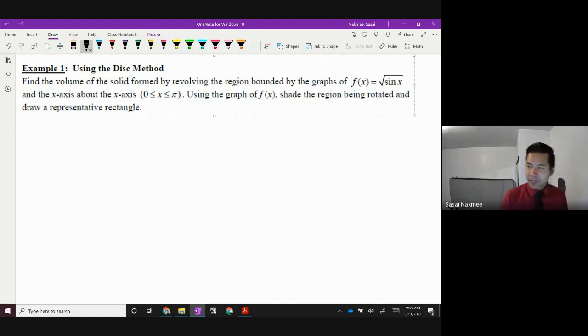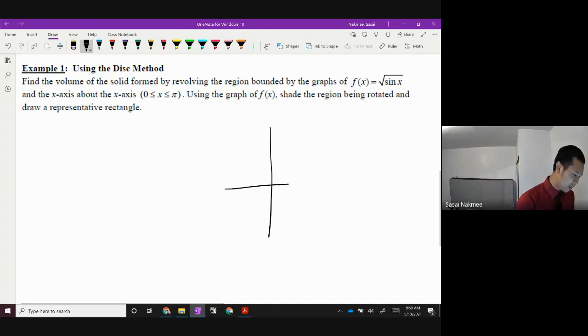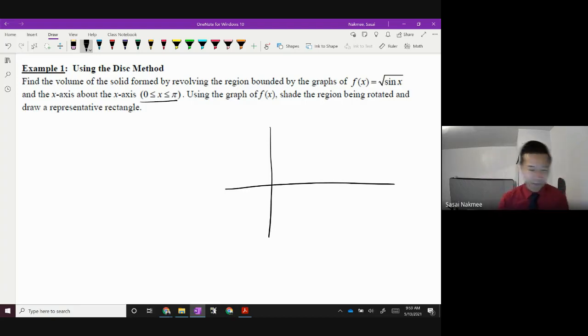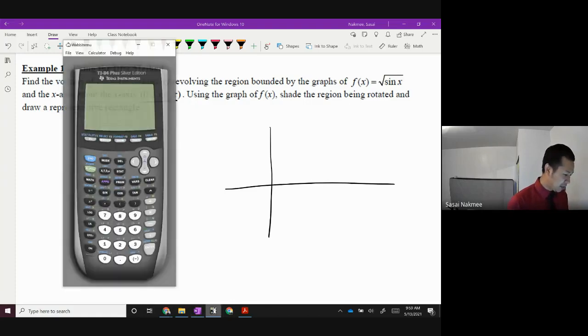Let's see, we're dealing with f of x is equal to the square root of sine of x, right? That's not something that most people just know right off the top of their heads. I don't know what it is off the top of my head, but I do know that we're looking at it from 0 to pi. So if you were to graph this and you didn't have GeoGebra or something, and you just had your TI calculator, just take a look and see what it would look like.